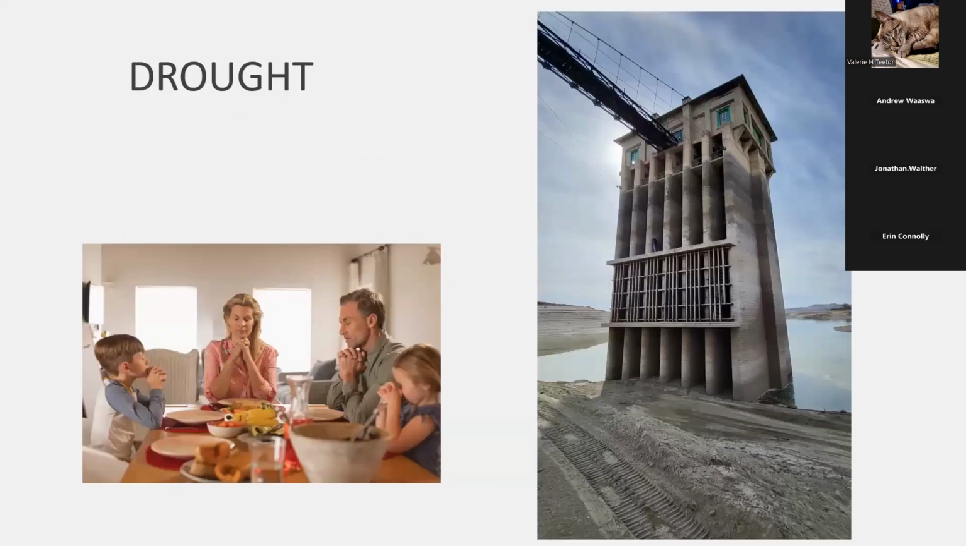This is what that tower looks like when it's dry. So you can see a big difference. And it always makes us very nervous whenever we start seeing the trash racks appearing on the tower, wondering what kind of year we're going to have the following summer.